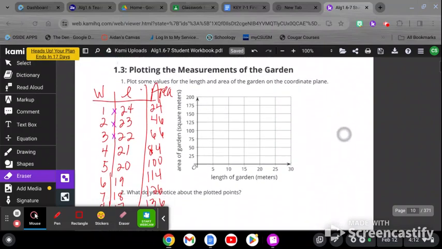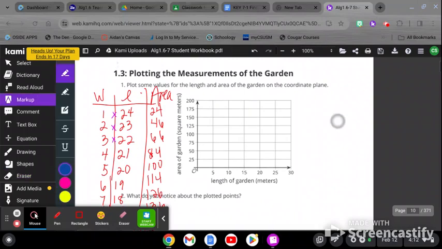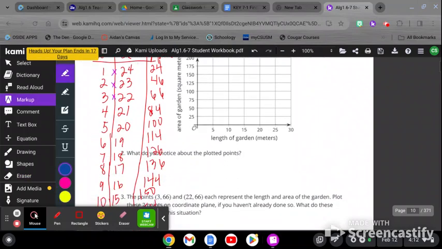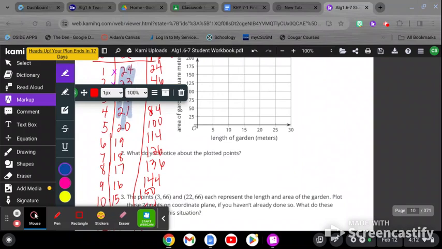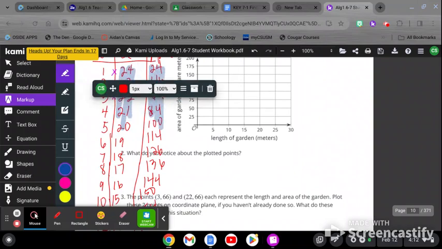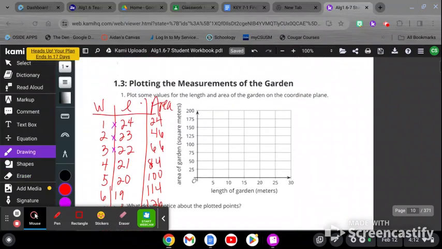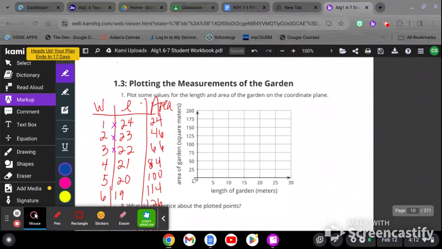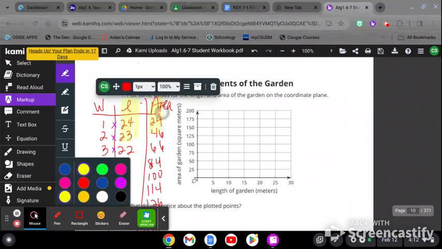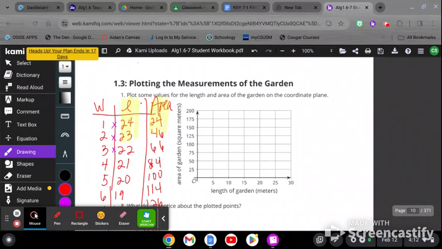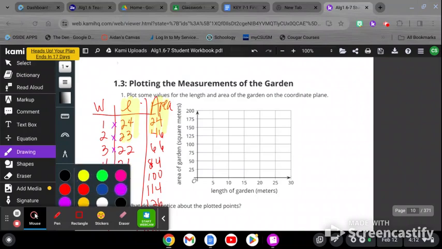But now they want us to take the two columns of length and area, and go make a graph for this. So we used the width to get this table, but now we're going to ignore the width column, and we're just going to do length and area as our inputs and outputs. So length of 24 had an area of 24. So I'm going out 24, up 24.